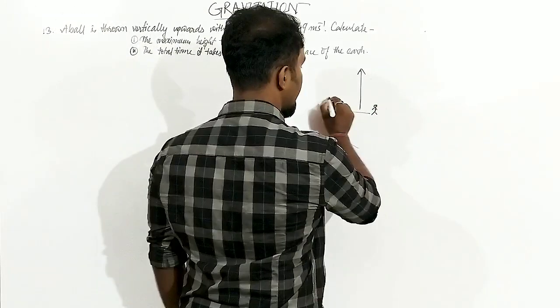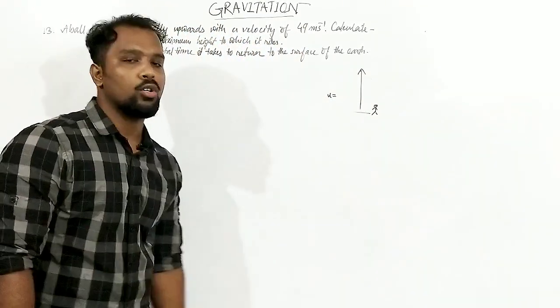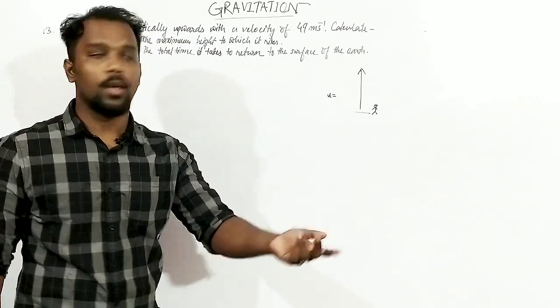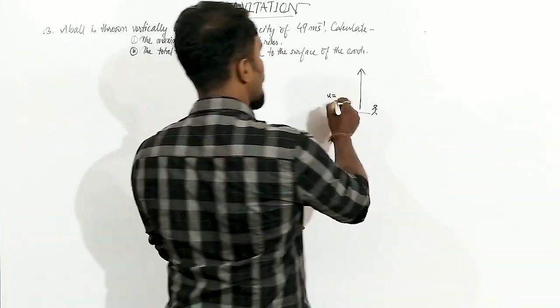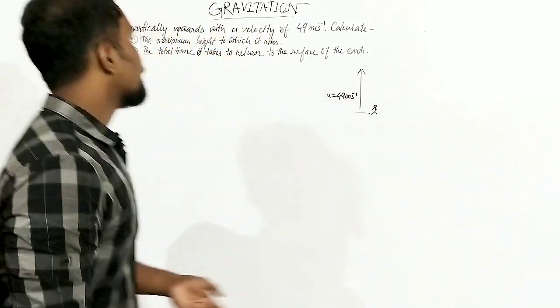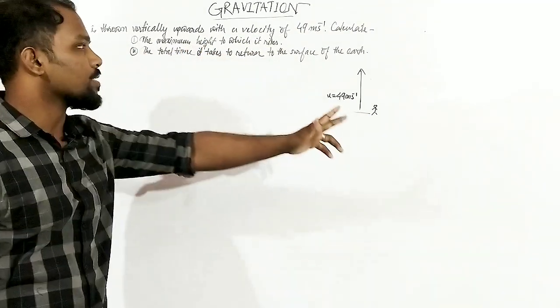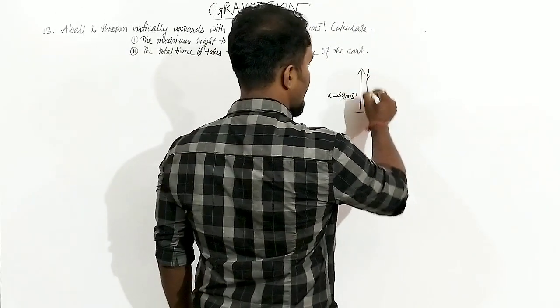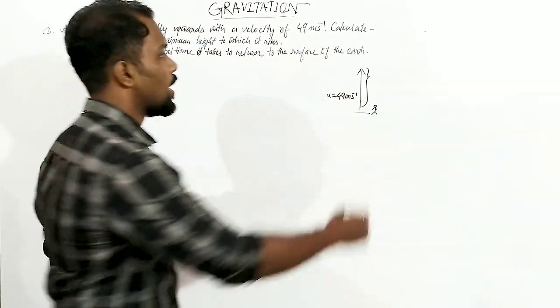Initial velocity, right? Always remember that whenever it is mentioned that a ball is thrown upward with a velocity of 49 meter per second, always consider that it is the initial velocity, that is u equal to 49 meter per second given. Then we have to calculate the maximum height to which it rises, that is h.